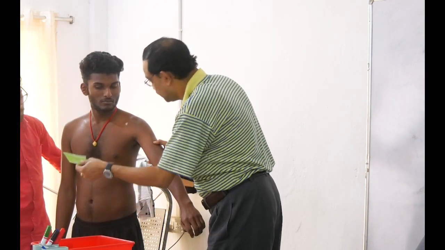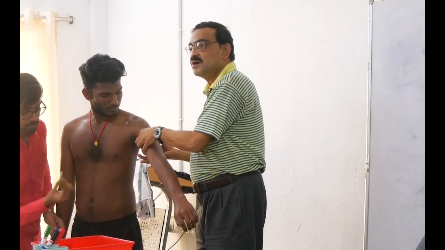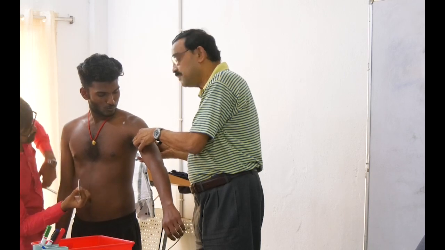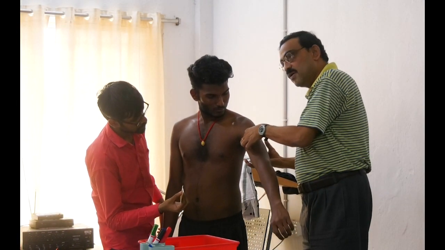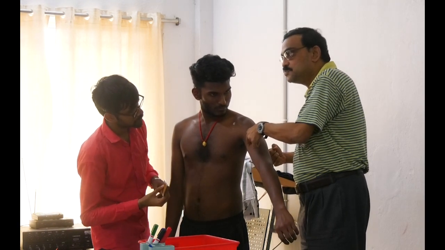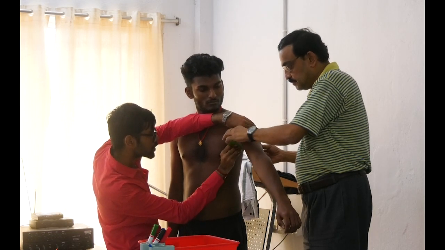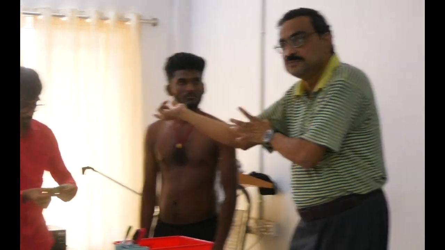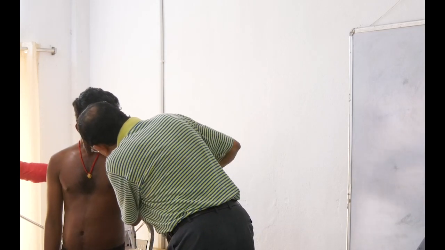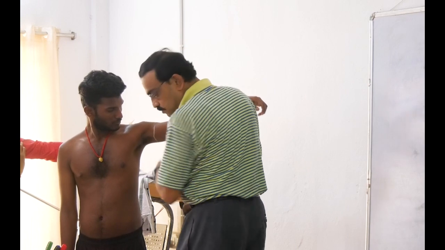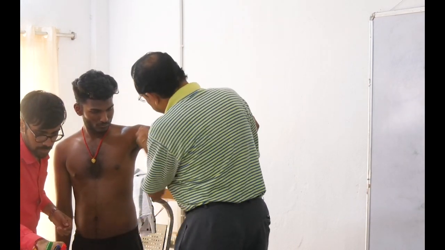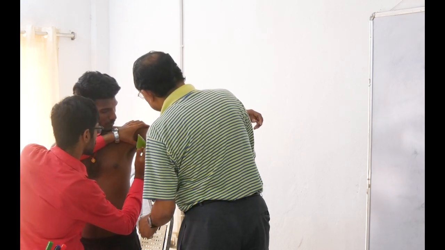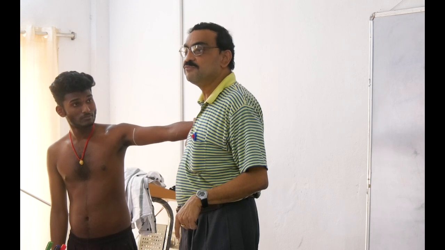Suppose this is the lower end of the anterior axillary fold, and this is the lower end of the posterior axillary fold. Now we will join these 2 points. We have to search out the lower end of the anterior axillary fold and the lower end of the posterior axillary fold, and make a line. Very good. So this is the line joining the anterior and posterior axillary folds.